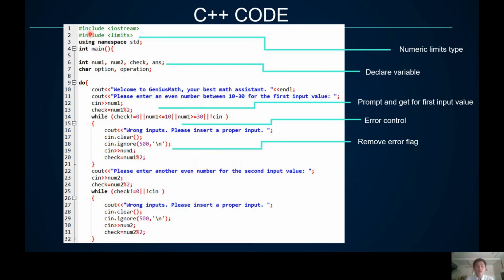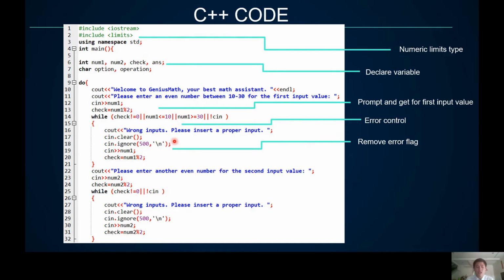First, we tell the computer to include the input or output stream library. Then, we tell the computer to include the limits library, which is the library for numeric limits types. Then, we declare num1, num2, check, ans as integer, and option, operation as character. Then, we start the do-while loop. First, we prompt the welcoming message. Then we prompt for num1. Here, we perform the error control just like what we mentioned just now.